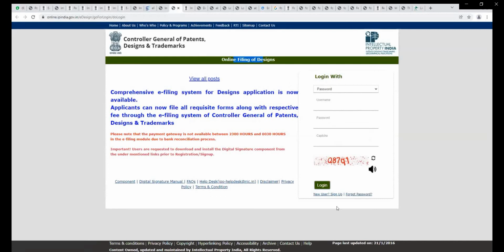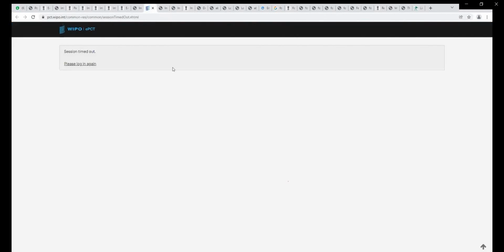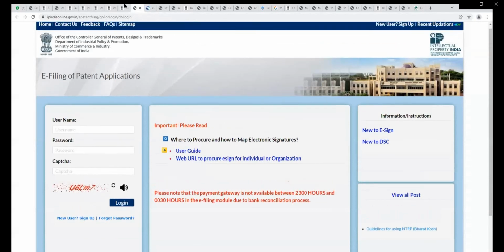So the online design filing, this is the IP India website. This is where a design can be filed. An individual can file a design. This is the IP India website whereby the online filing of trademark can be done. This is where you have to create a new user, and you have to see the class where it falls, and then you have to apply. This is the WIPO PCT filing, and this is the e-filing for patent application.